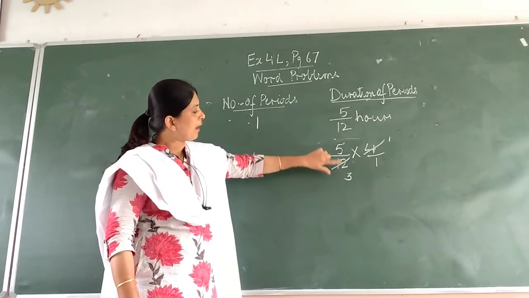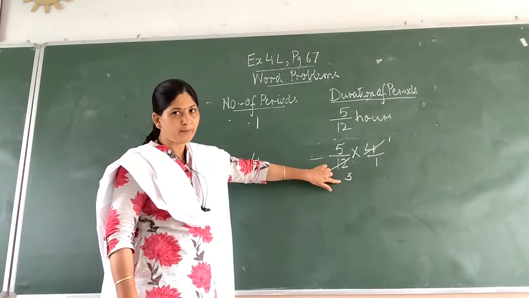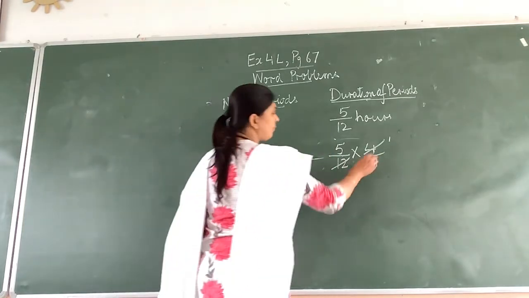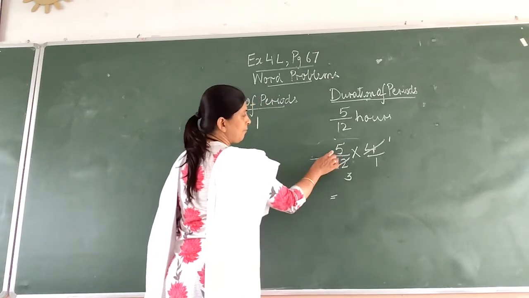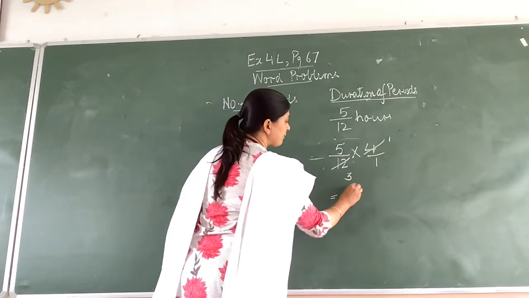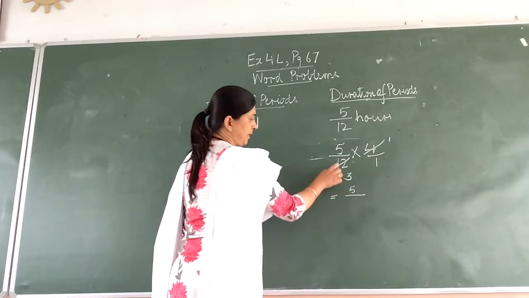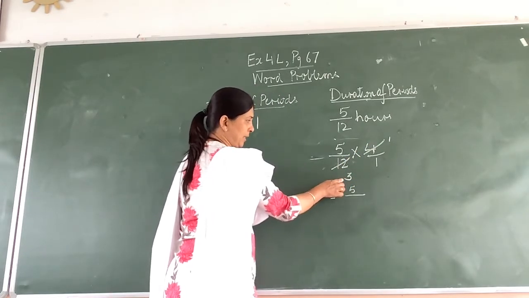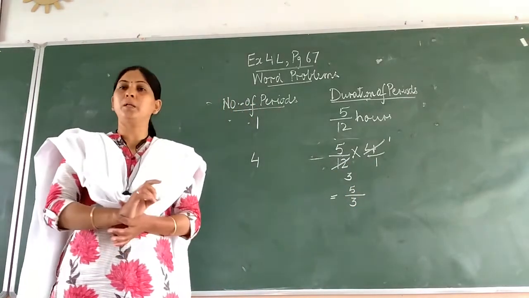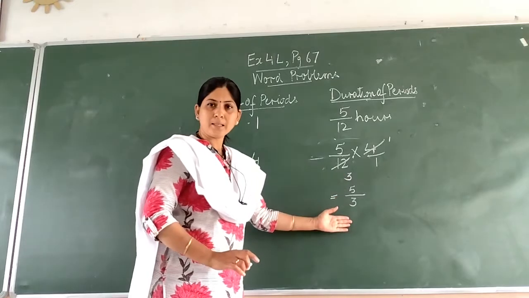Now, 5 and 3. Is there any common factor of both the numbers? No. So what will be our answer? We have 5 here, instead of 4 we have 1. So 5 times 1 is 5. Now, instead of 12 we have now 3. Now 3 times 1 is 3. Now, 5 over 3. This is our answer.